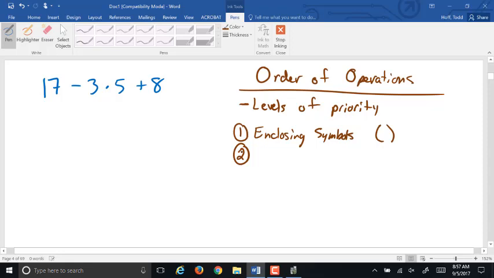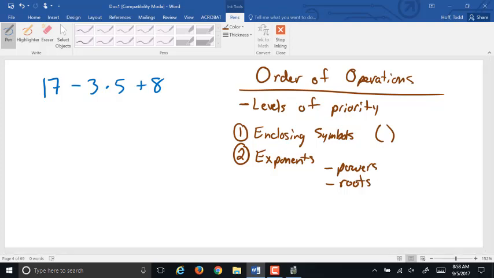Second, after enclosing symbols, the next highest priority is something called exponents. Exponents include powers and roots. As we move on to the semester, we will learn that exponents and powers and roots are just like our other operations. They're inverses. Our operations come in pairs, like addition and subtraction work together, multiplication and division work together. Our powers and roots work together as well in the same way.